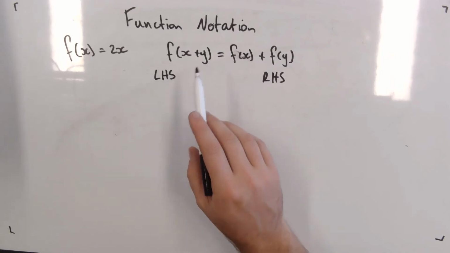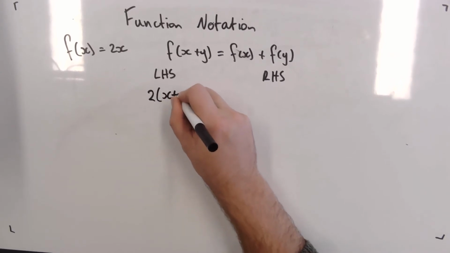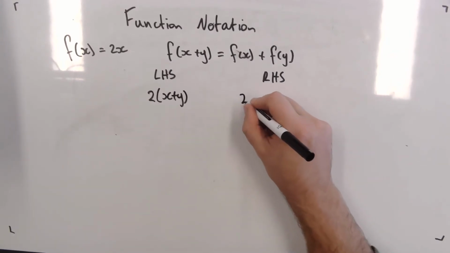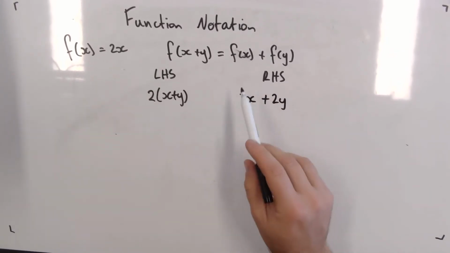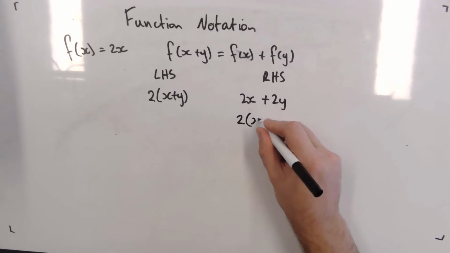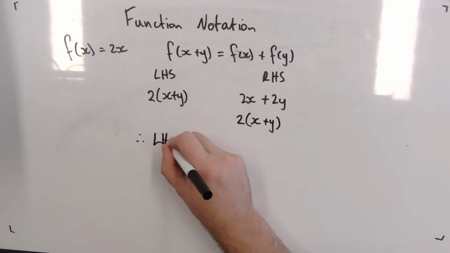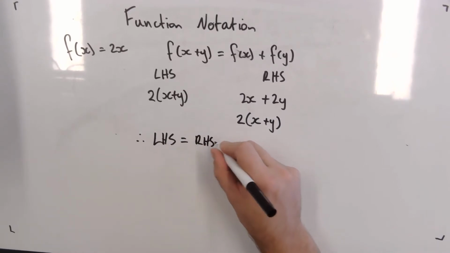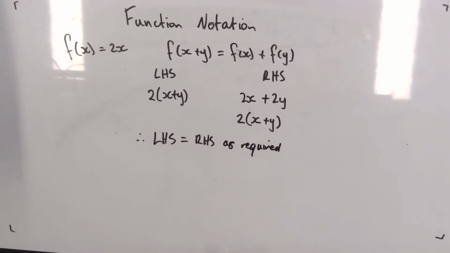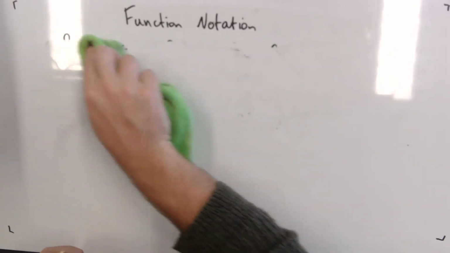So f of x plus y for our left hand side means that we're going to have 2 times x plus y. Okay, we'll leave that at the moment. F of x plus f of y means we're going to get 2x plus 2y, just subbing in our x and our y into our function there. When we factorise this though, we get 2 outside of x plus y, and we can say therefore left hand side equals right hand side, as required. And it's as simple as that for some of these. We'll have a look at some other examples though, some do get a bit harder as well.